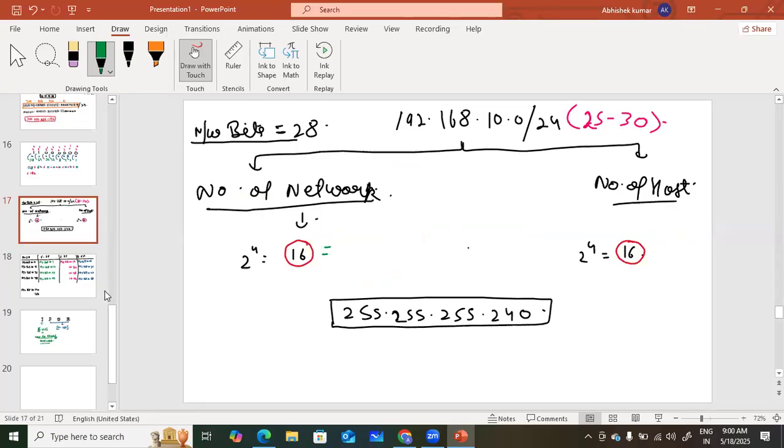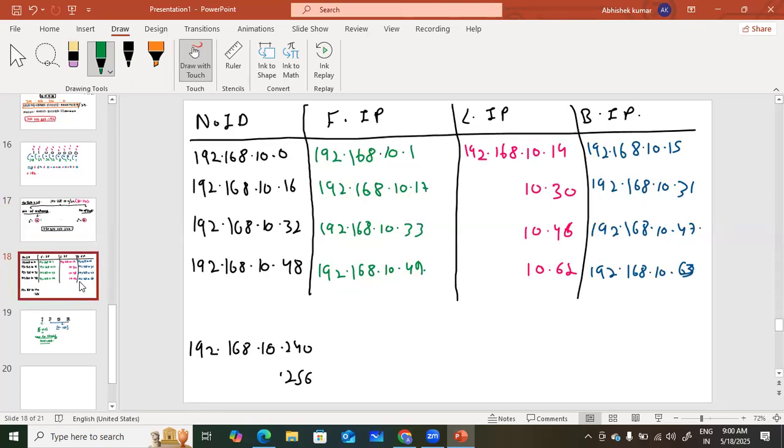So if you are counting the total networks, that means the original network, which is 10.0, is part of it as well, right? Exactly, you're right. Okay, now I got it.